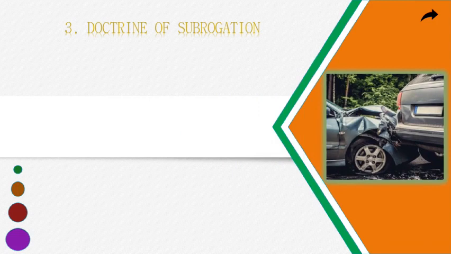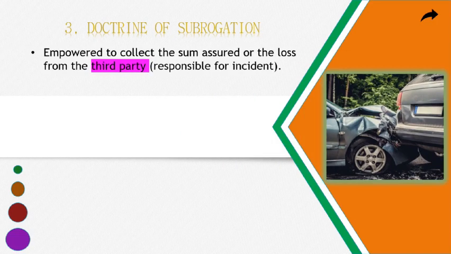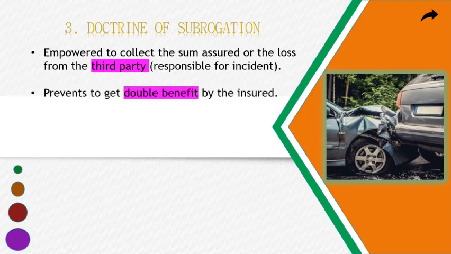The doctrine of subrogation or the principle of subrogation. According to this principle, the insurance company is empowered to collect the sum assured or the loss incurred from the third party who is actually responsible for the loss or event through his negligence. This principle prevents the insured from collecting the same loss from both the insurance company and the third party.